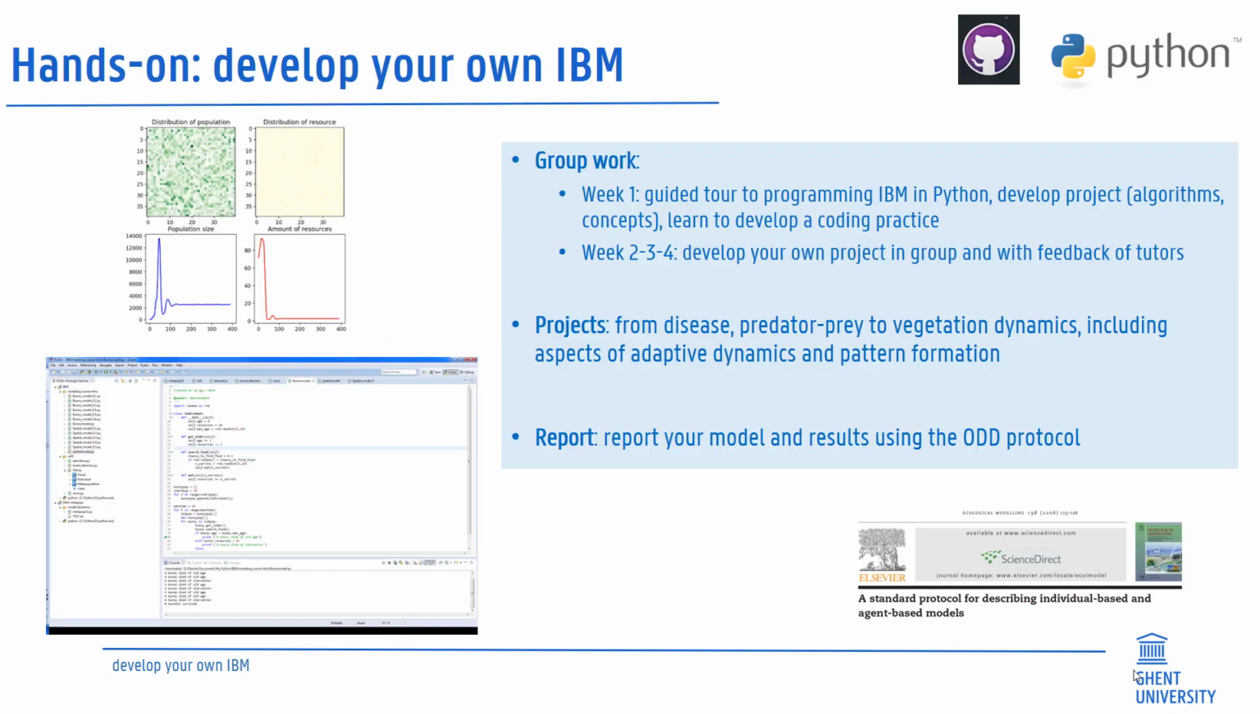As a final part of the course Ecological Modeling, you will use your programming skills to develop your own project. You will receive a template of an individual-based model and will adopt this according to the agreed projects. Projects can be feasibly developed in the next weeks and can range from disease, predator-prey to vegetation dynamics, and will include aspects of adaptive dynamics and pattern formation.